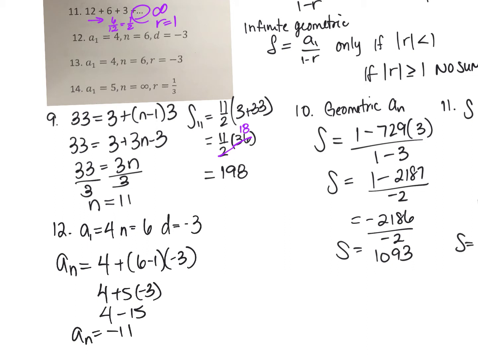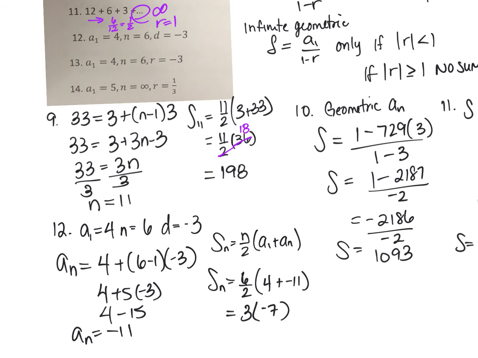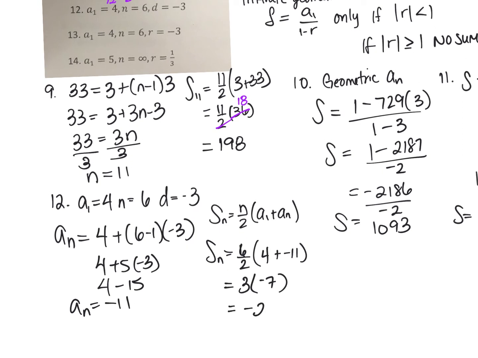Now I can use my sum formula, sum of n terms n over 2, a1 plus an. So for the arithmetic, I need to usually use both formulas to find everything that I need. Sn is 6 over 2 times a1 is 4 plus -11. 6 over 2 is 3. Don't forget to just divide if it divides in evenly and make your life easier. I see some of you trying to solve things like this, 6 over 2, and you're multiplying by 2 and then dividing by 6 instead of just making it 3. 4 plus -11 is -7, and 3 times -7 is -21.